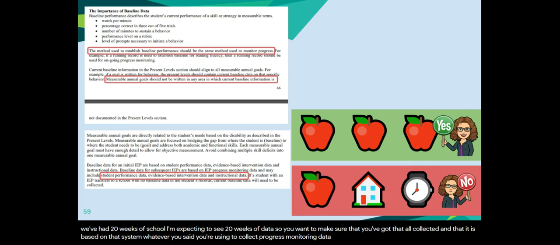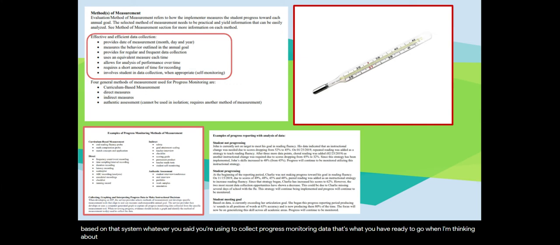When I'm thinking about methods of measurement, I'm thinking about temperature checks. A temperature check is something that's very easy to collect. The data is easy to analyze over time because you're looking at a number that says exactly what your temperature is. And it's the same thing with our methods of measurement. We're not looking at collecting 50 pounds of data, 417 pieces of paper, because that's not easy to collect and it's definitely not easy to analyze, where a temperature check is easy to collect and easy to analyze.